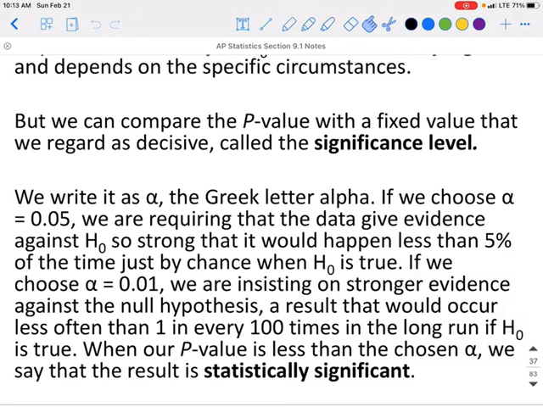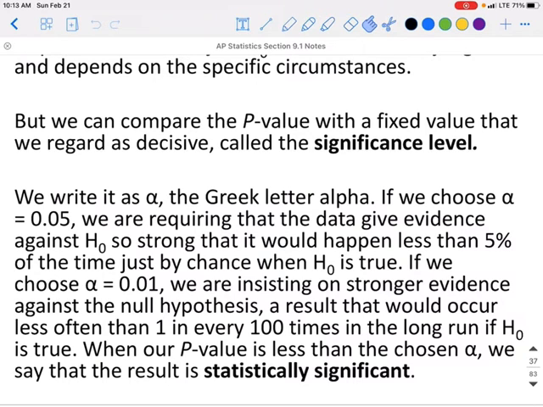If we choose alpha to be 0.05, or 5%, we are requiring that the data give evidence against the null hypothesis so strong that it would happen less than 5% of the time just by chance when the alternative hypothesis is true. If we choose an alpha level of 0.01, we are insisting on stronger evidence against the null hypothesis, a result that would occur less than 1 time out of every 100 times in the long run.